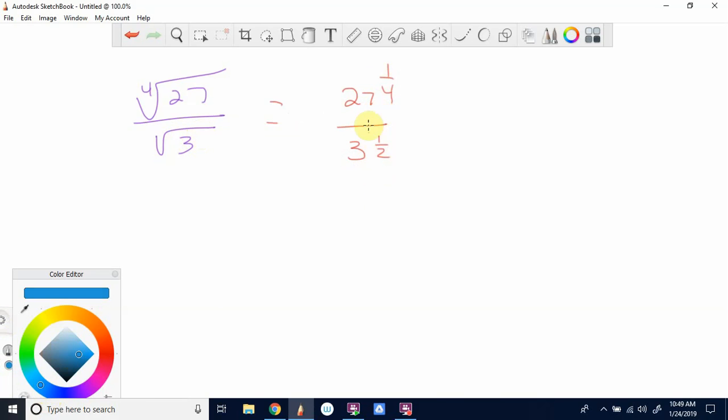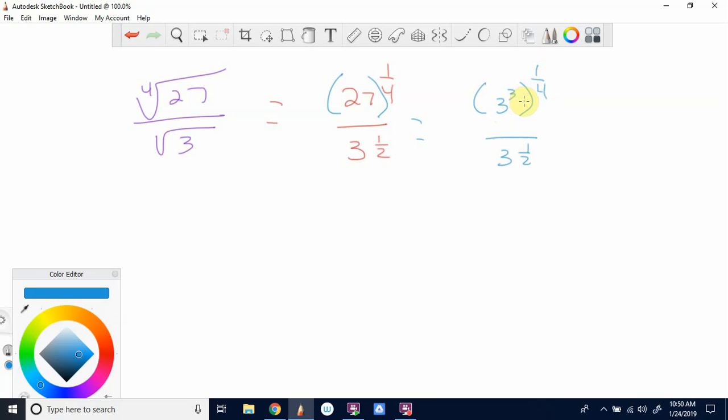Now, I can't divide these. I have exponents, right? It's okay they're numbers and not letters, but my bases aren't the same. But I do know that 27 is 3 cubed, right? I can rewrite it to say this.